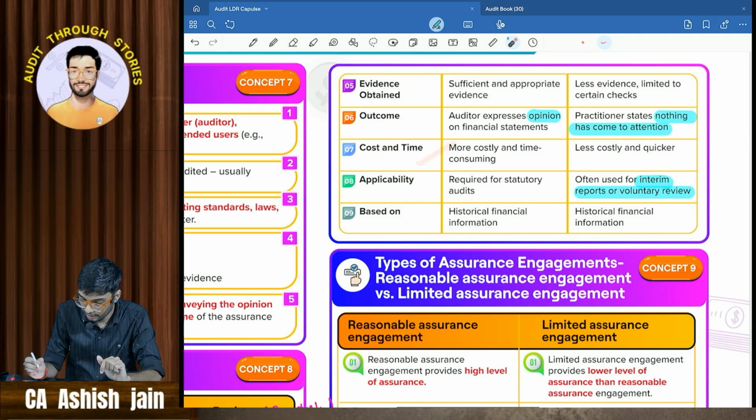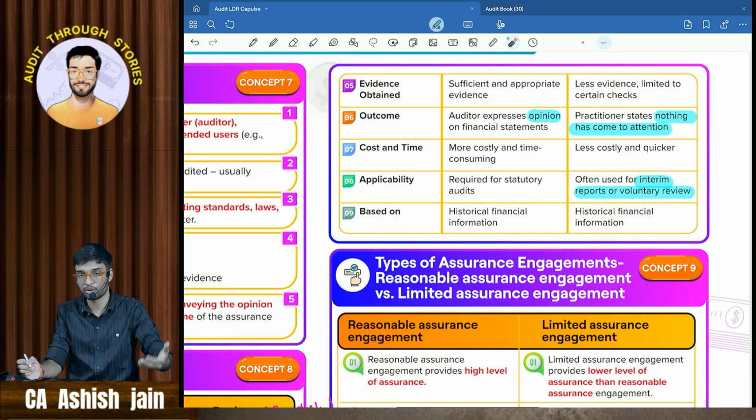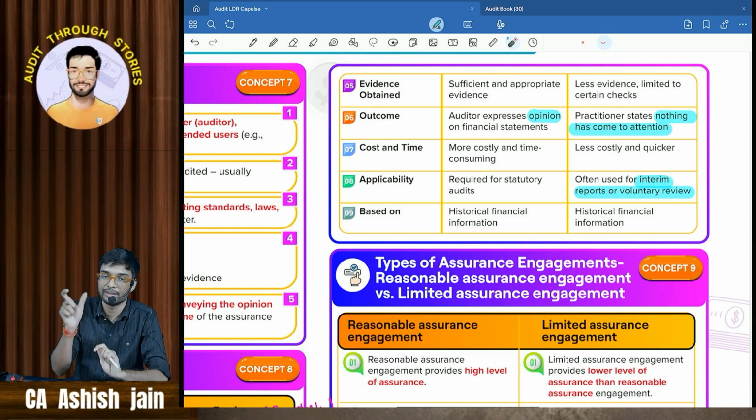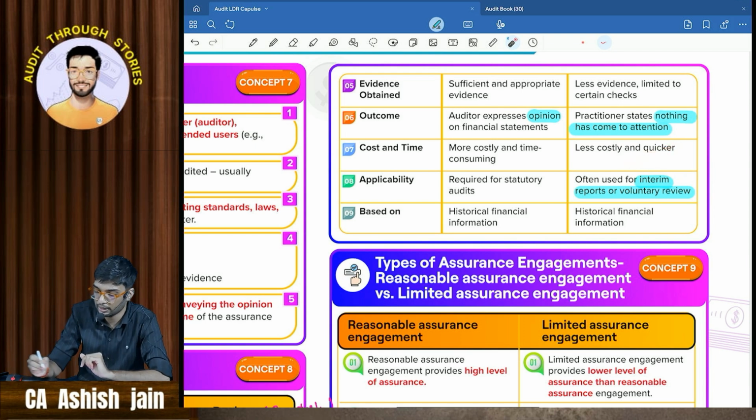Then cost and time: audit is more costly and time consuming, since you will be doing an audit of 12 months, whereas in review, since you are doing a 3 months review report, less cost will be involved. So review is less costly and quicker.